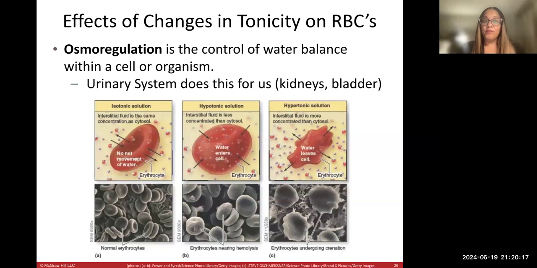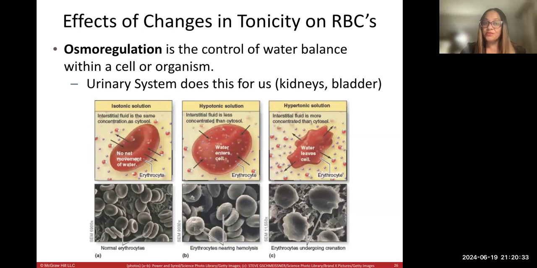Osmoregulation is the control of water balance within a cell or organism, and we have a whole system inside that does this for us. Our urinary system is designed to keep our water balanced. And then you can see the three solutions. The isotonic solution, everybody's happy.